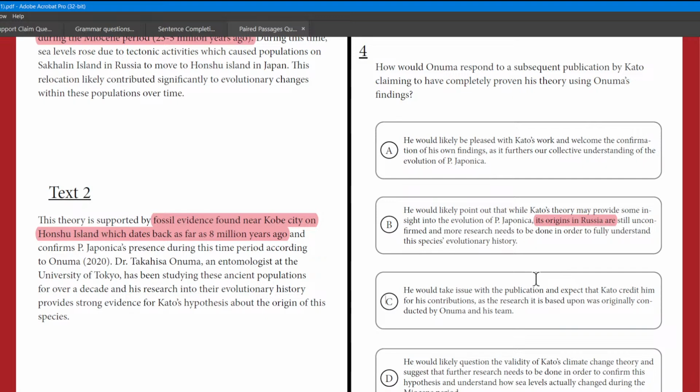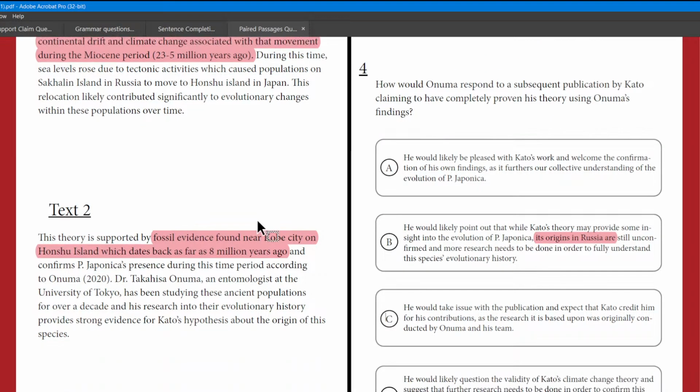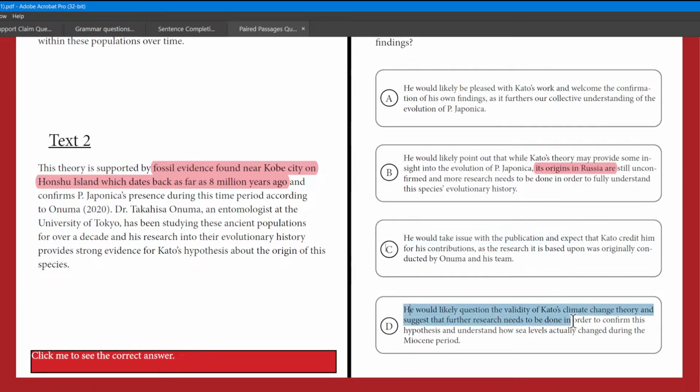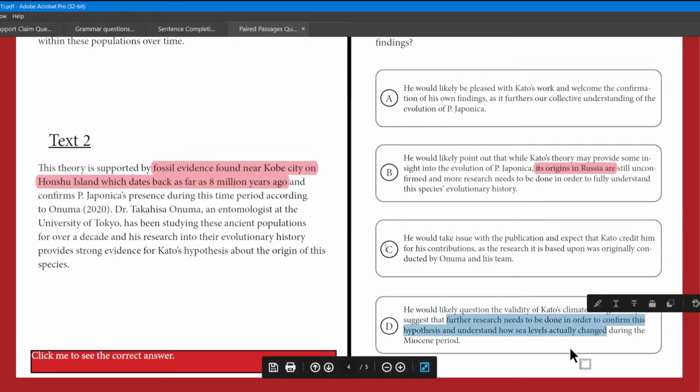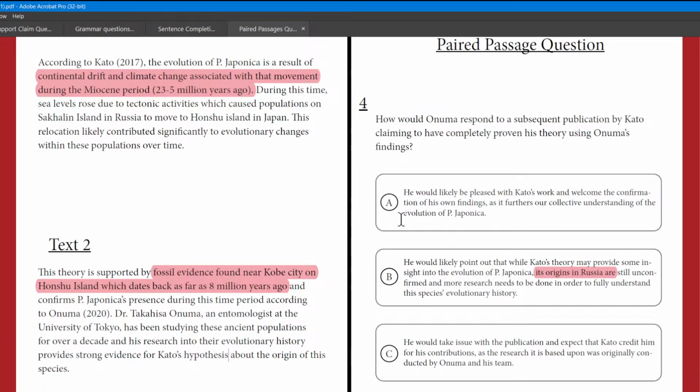Again, I can still use the vibe between these two texts to get an idea, right? Clearly they're both studying the same thing. They're not going to be like enemies. He's not going to be mad at the guy or question the entire theory because he's been doing the research too. So I don't think he's going to be so negative. So that would leave me between A and B.